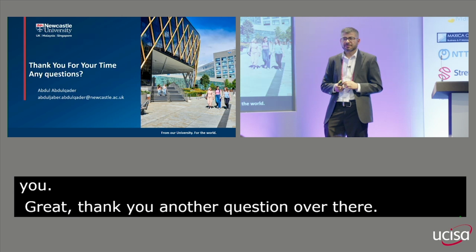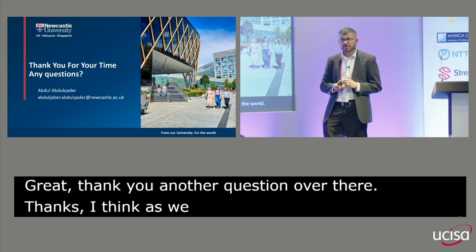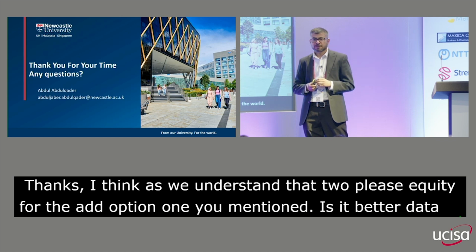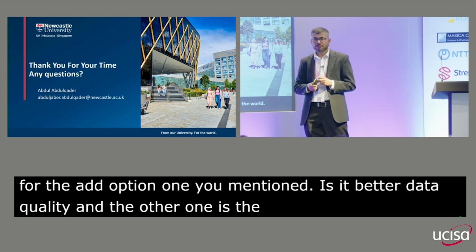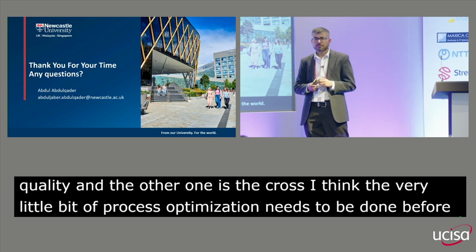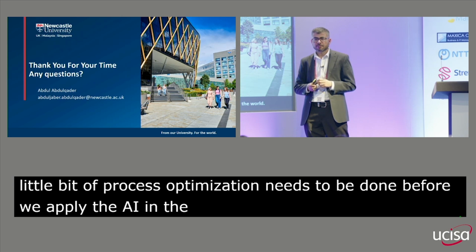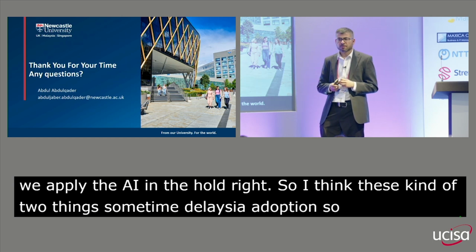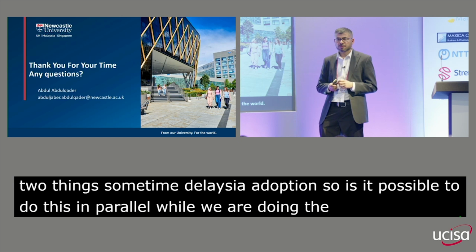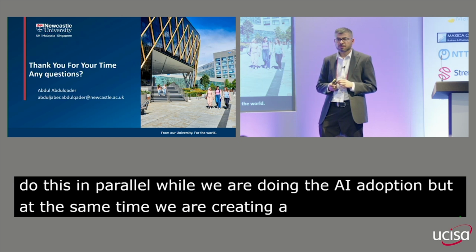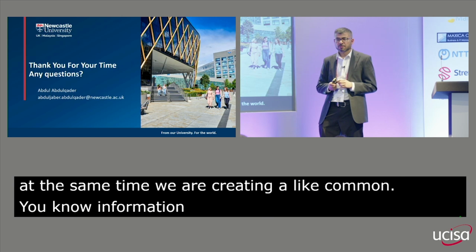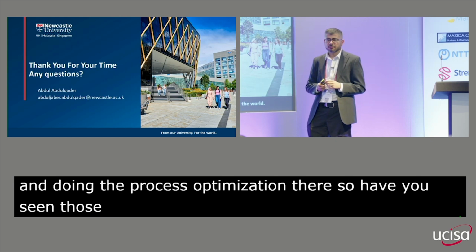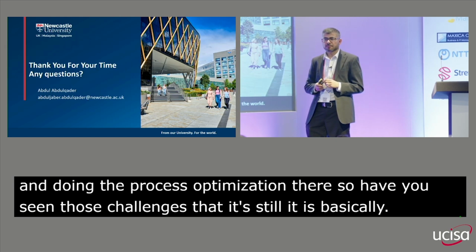Thanks. I think as we understand, there are two prerequisites for AI adoption. One you mentioned is better data quality, and the other is that a little bit of process optimization needs to be done before we apply AI, right? So I think these two things sometimes delay AI adoption. Is it possible to do this in parallel while we are doing the AI adoption, at the same time creating a common data information model, cleansing our data, and doing the process optimization? Have you seen those challenges delaying your AI adoption?